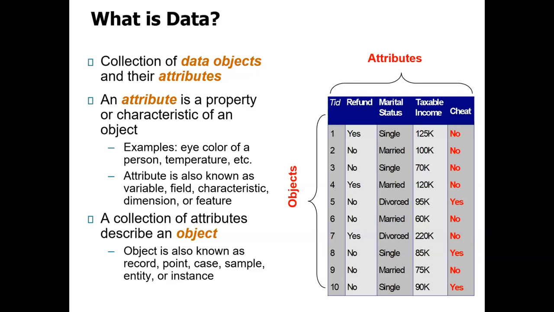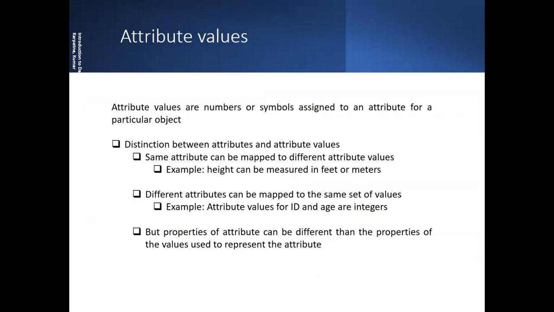For example, attributes could be like a column name, like eye color of a person, temperature, etc. Attribute is also known as, some books write, a variable, field, characteristic, dimension, feature, column. So there are different names for it. Now we come to the object. So an object is basically the record. It could be a certain point showing the data about the customer, case, sample, entity, or instance.